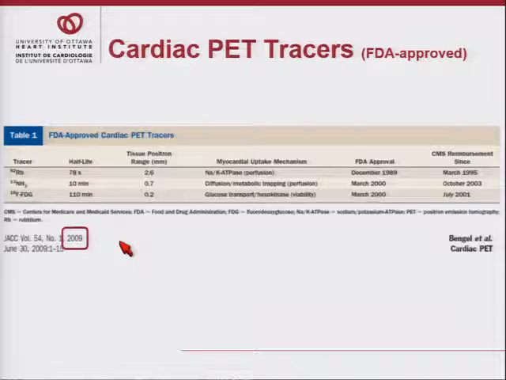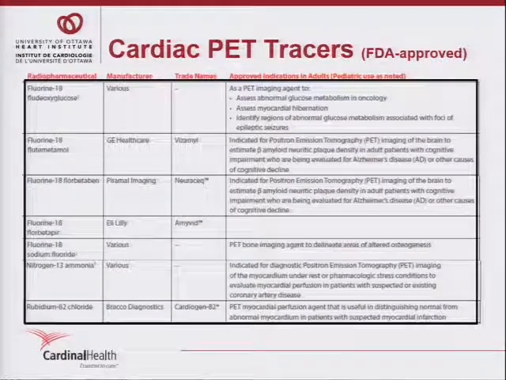If I look at this table in this review by Frank Bengel in 2009, there were really only three tracers approved for cardiac imaging. The first was rubidium, actually approved in the late 80s; then N13 ammonia, which we heard a little bit about; and our old friend FDG. In fact, sodium fluoride was also approved at that time, but had not yet been promoted or realized for cardiac imaging. I will come back to that a little bit later.